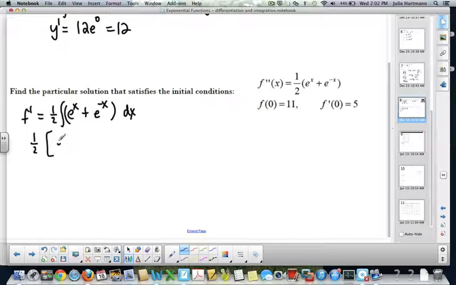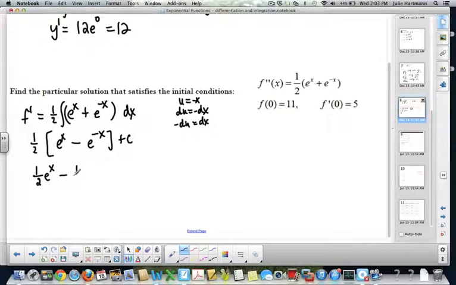So you have 1/2. Now, the integral of e to the x is e to the x, and then the integral of e to the negative x. If you let u equal negative x, du is negative dx, so negative du equals dx, that just adds a negative in there. It'll be negative e to the u, which is negative e to the negative x plus c. So you have 1/2 e to the x minus 1/2 e to the negative x plus c, and this is f prime.